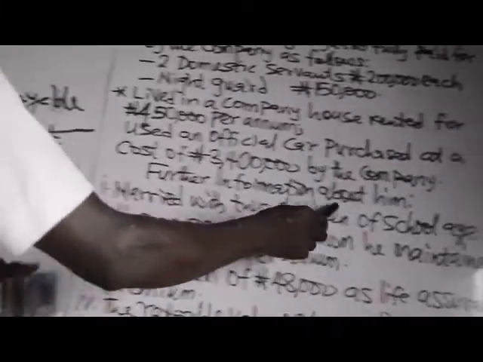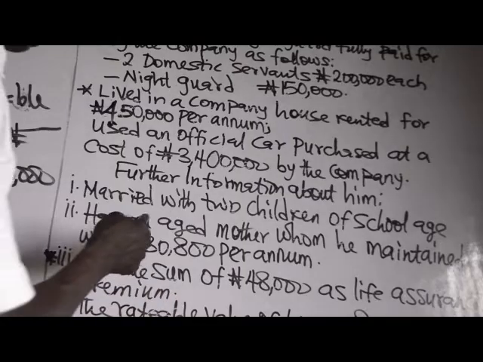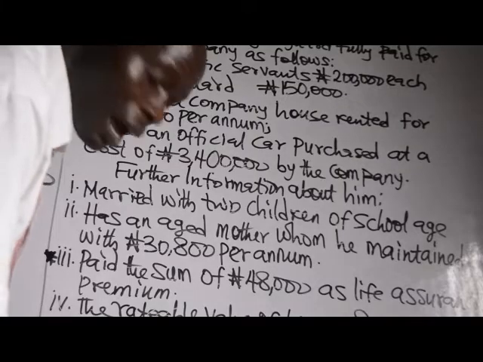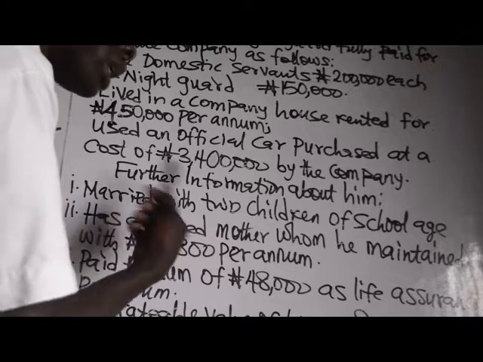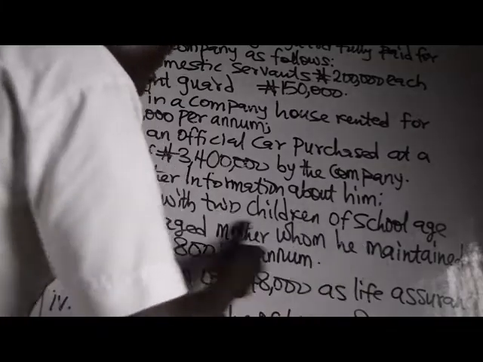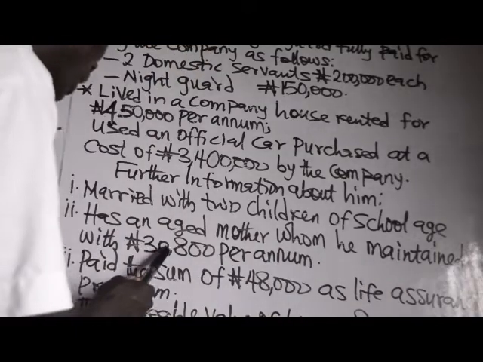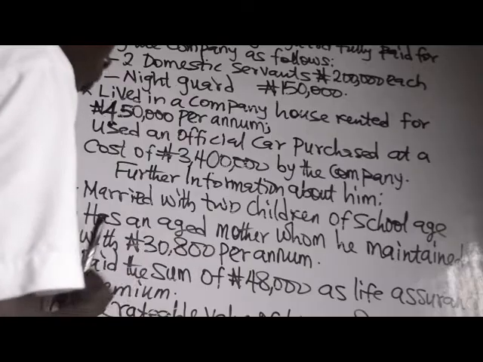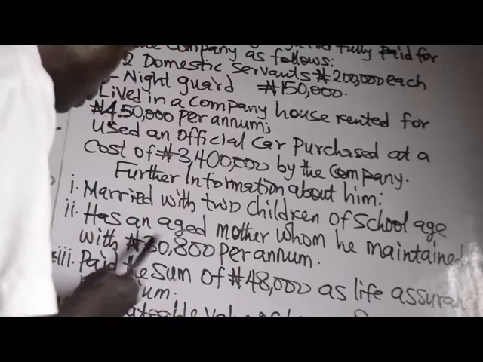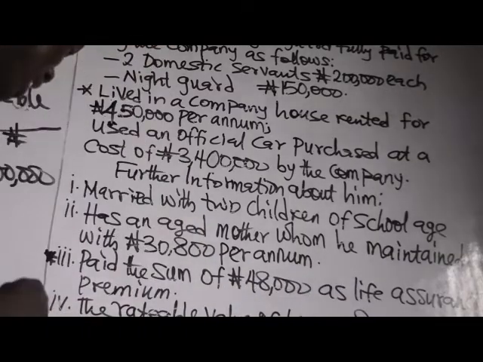So, further information about him. Married with two children of school age. Now, the tax regime currently in use is the consolidated relief allowance. So, there is no children allowance. Children allowance is no longer granted to employees. Therefore, this information about children is irrelevant. He has an aged mother whom he maintained with 30,800 naira per annum. We don't need the money he spent on maintaining his aged mother. And besides, no dependent relative allowance is granted in the current tax regime. Therefore, the information about the aged mother that he maintained is irrelevant.